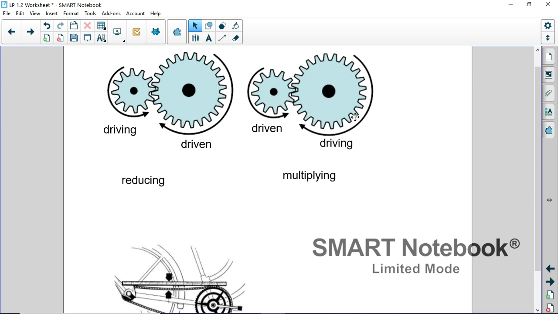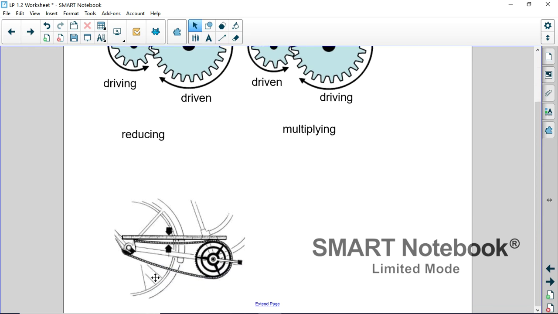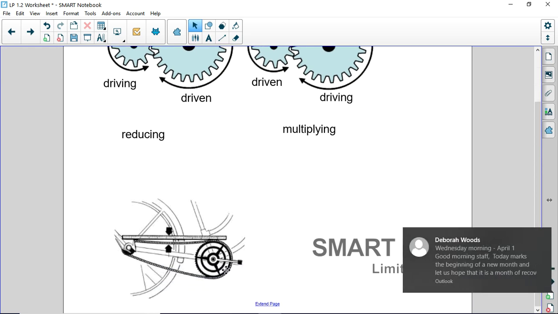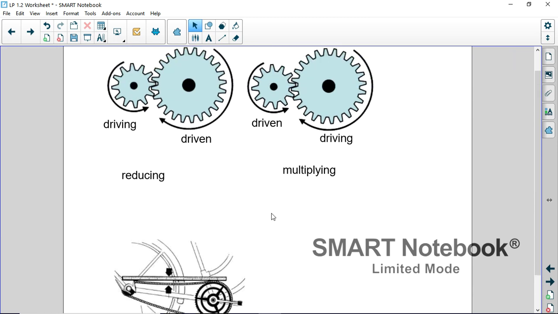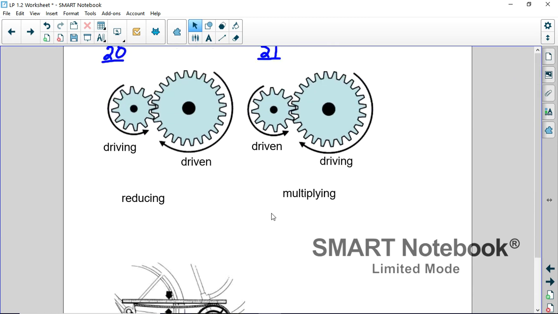And then if the two gears are the same size, that's called a parallel gear system. And then here we just have a situation on a bike, for example, where you have two gears. So this is a gear and this is a gear, but they're not connected. The sprockets don't touch each other, but what you have is a chain connecting them, and that's called a transmission situation.